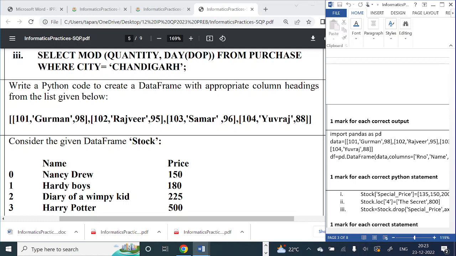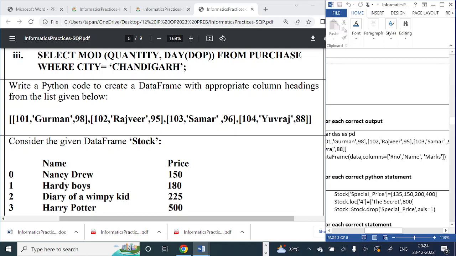you will write it. And the third line is df equals to pd dot DataFrame, in bracket the data, and columns. Here they haven't mentioned, so you can give any column names. First one you can give roll number, the second one is name, and the third one is marks. Suppose if anybody else wants to give any other one, they can give like employee number, employee name, or best one will be the school roll number, name and marks.